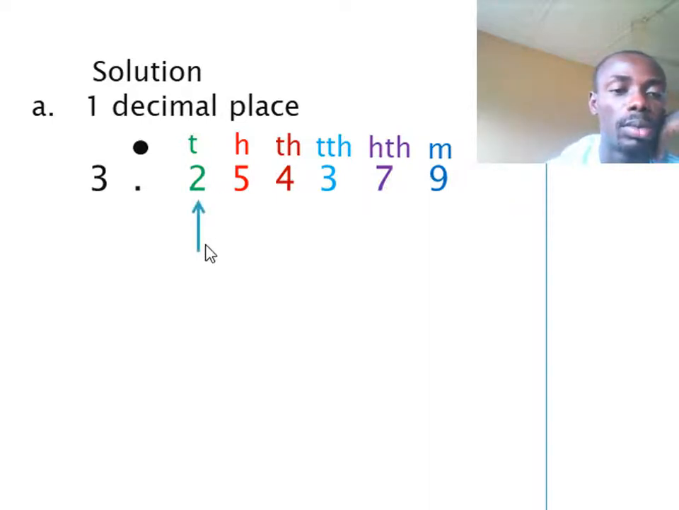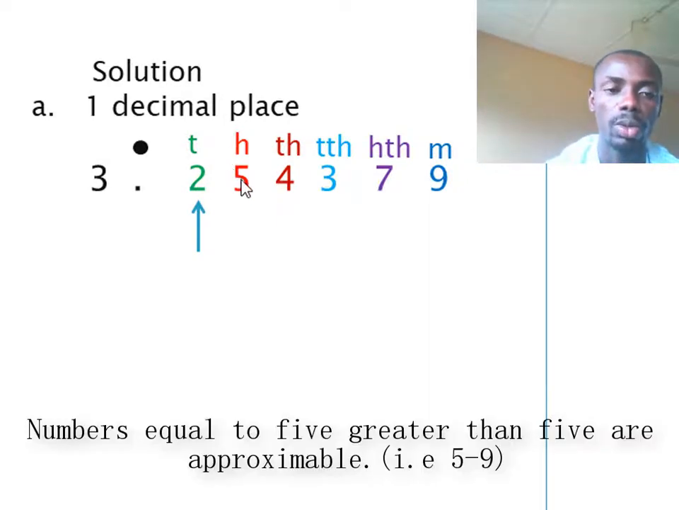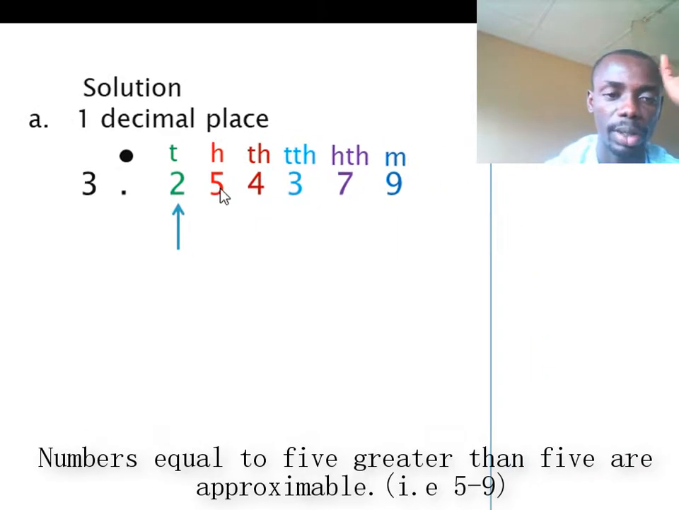As you see, it's been indicated by this arrow. Once that is done, you consider the next figure to reach the place value we are considering, which is 5. Now, is it approximable or not? Just listen. Any number equal to or greater than 5 is approximable. So starting from 5 up to 9, they are approximable.